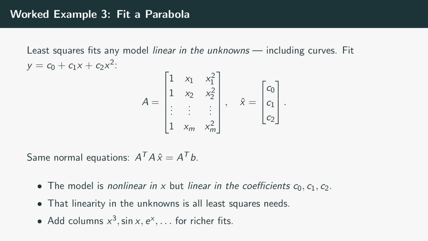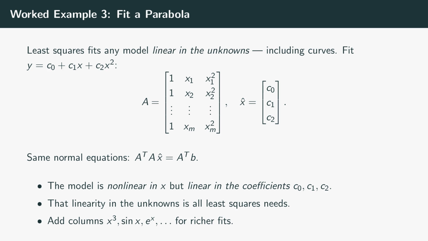One more to show how far this reaches. You might think least squares only fits straight lines, but it fits any model that's linear in the unknown coefficients, and that includes curves. Say we want a parabola, y equals c0 plus c1 x plus c2 x squared. Each data point still gives one equation, and we build A with 3 columns now, a column of 1s, a column of x values, and a column of x squared values. The unknowns are the 3 coefficients c0, c1, c2.